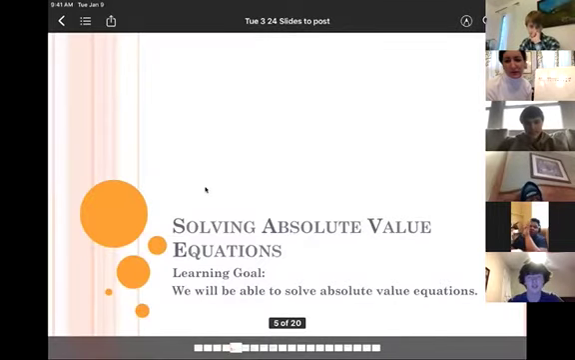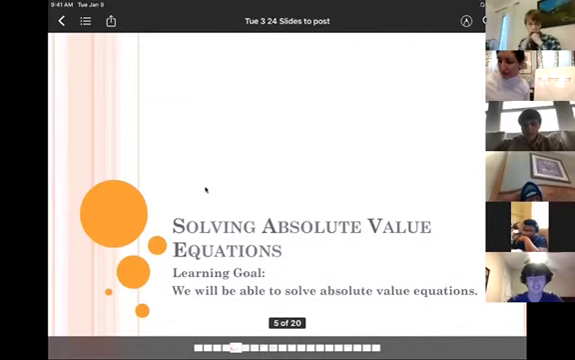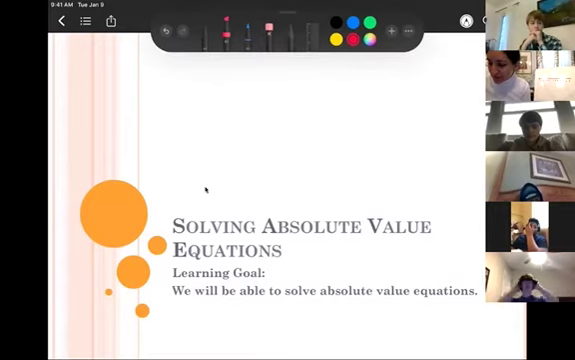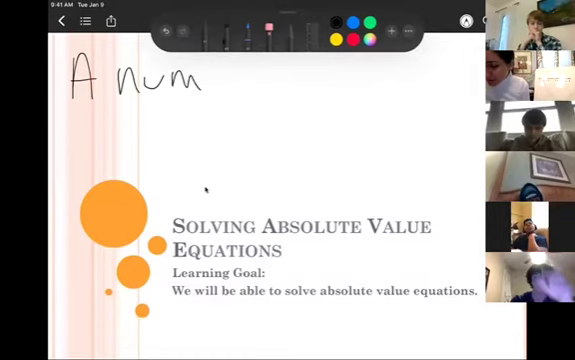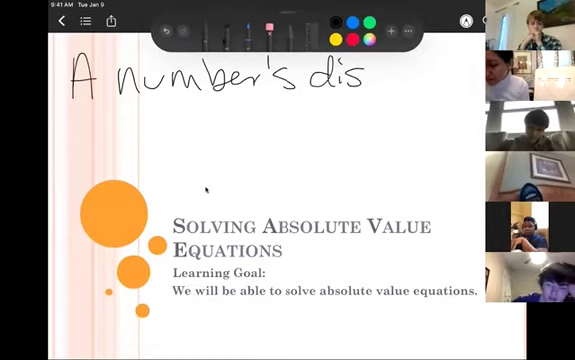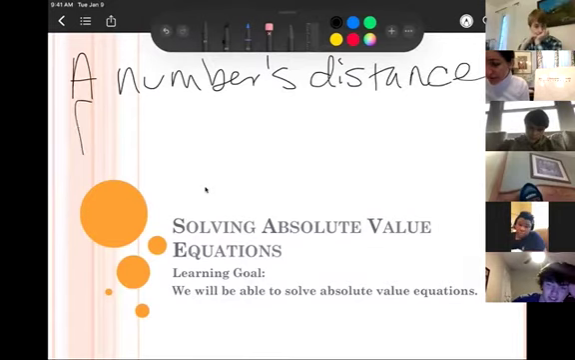Who remembers what absolute value is? Provost, what's absolute value? Well, it's literally like absolute value. Okay. Rack, what's absolute value? A number's distance from 0. Okay, so absolute value is a number's distance from 0. That's review.